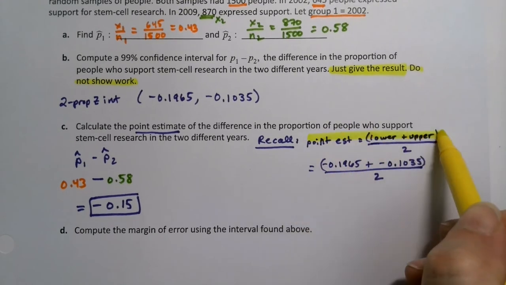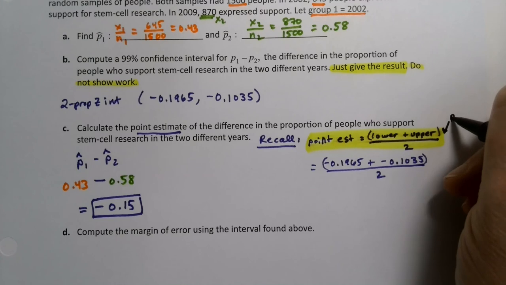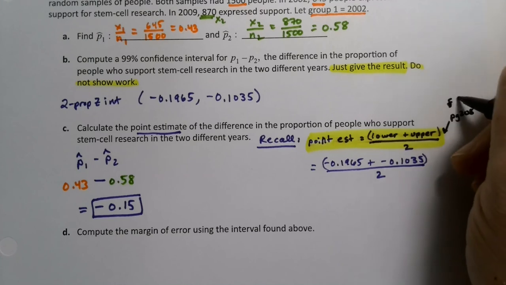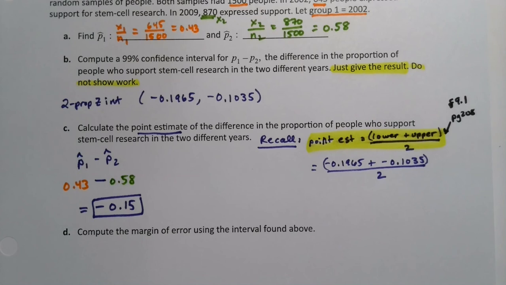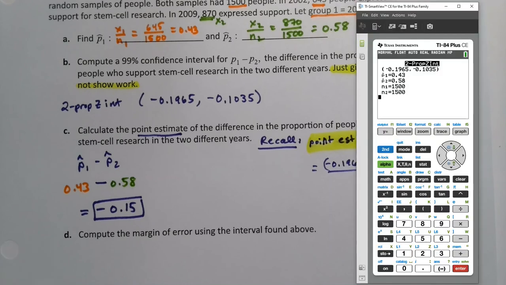And if you want, you can make a little note to yourself: 1, that's a formula we've learned, and 2, it came from page, well, whatever page it comes from in your semester. For me right now, it's page 208. It's in section 9.1. We've used that several times in chapter 9. All right, so the lower plus the upper divided by 2, and of course I can do that with a calculator. So I can press clear and say, take negative 0.1965, and make sure you're adding the negative signs, those little ones at the bottom, plus negative 0.1035, close parentheses, divided by 2.